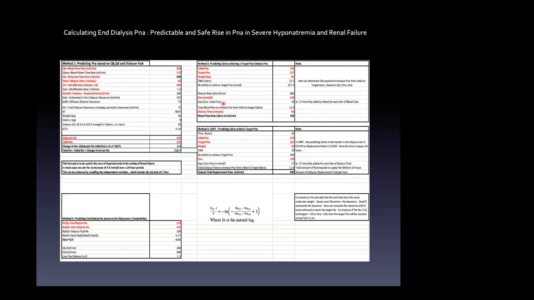I would recommend, as an internist or as a nephrologist, to use method number 2. I will also send you the Excel sheet where you can also use CRRT, where all you have to do is dilute the fluid. So if your initial sodium is 113 and you want to bring it up to 121, then all you have to do is dilute the CRRT fluid to about 2 millimoles more than your target sodium, which is around 123, and you can reach your target sodium over the next 24 hours.